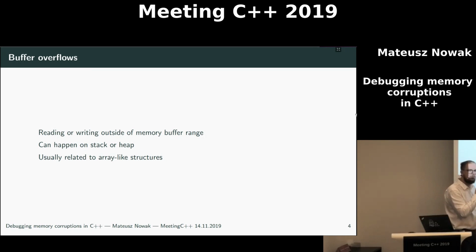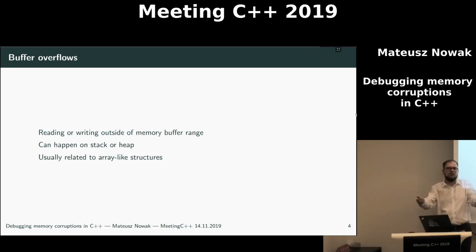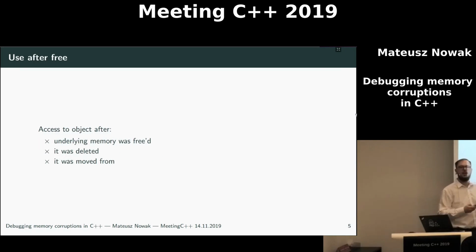And there are a few well-known types of such mistakes. The first one is buffer overflow, which can happen when we read or write over the boundary of the memory buffer. So we have some buffer of n and we try to access something later. It can happen on the stack or on the heap. The stack version has its separate name, which we will talk about in a minute.